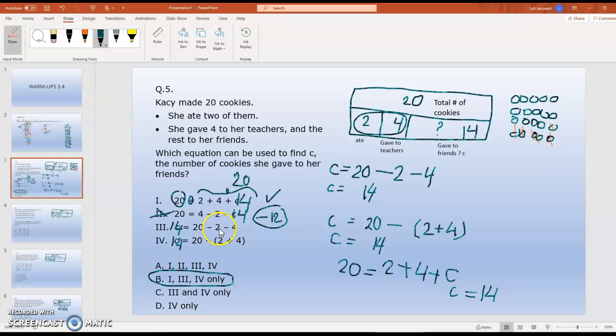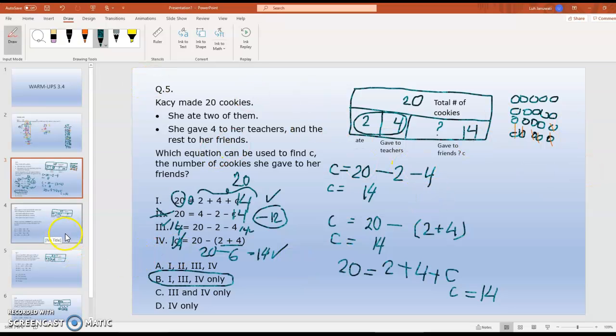And you can say 20 take away 2 is 18. 18 take away 4 is 14. This is 14 on this side is equal to 14 on that side. So that's check and check. And the same here. Remember, you do your parentheses first. 2 plus 4 is 6. 20 minus 6 is 14. Yay! So that's the answer. This is check, check, right? Okay, this is an easy problem.